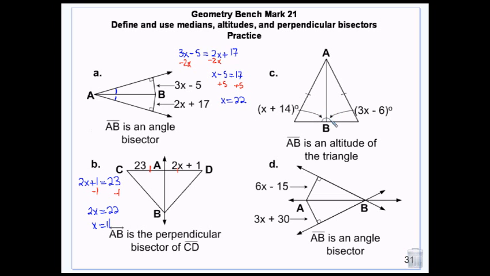For C, we have that AB is an altitude, which makes these both equal. So I'm going to set them equal to each other. Subtract x from both sides. Did you guys notice the pattern yet? Add 6. 2x equals 20. So x equals 10.